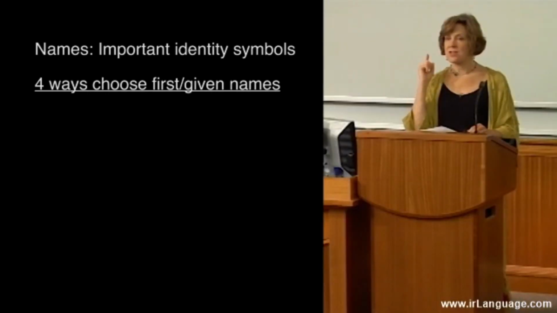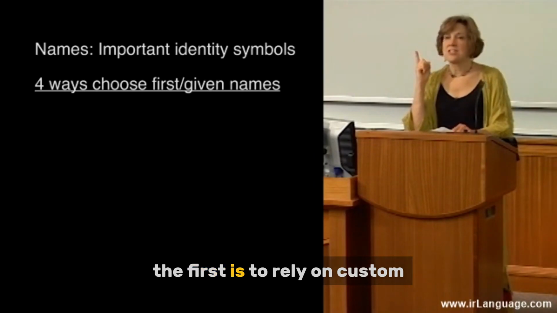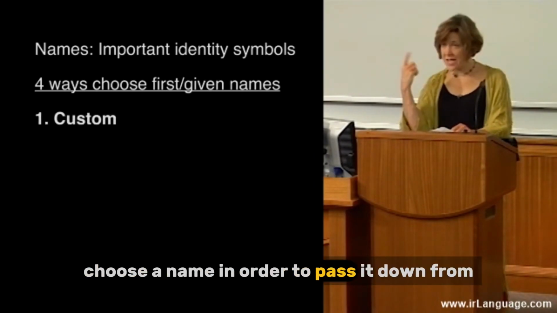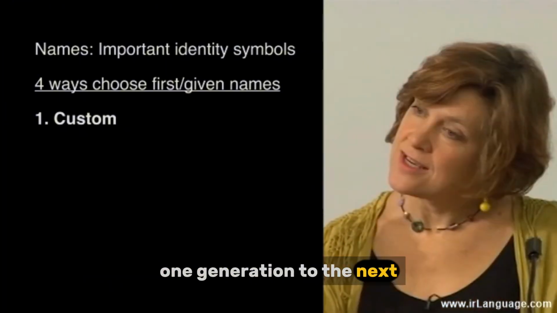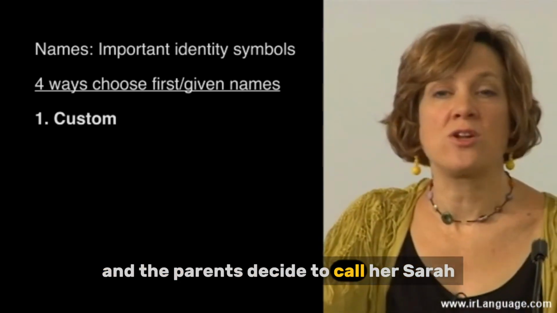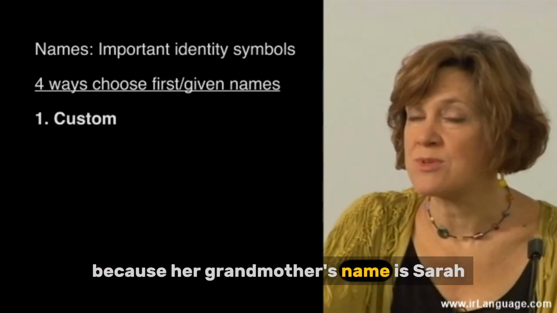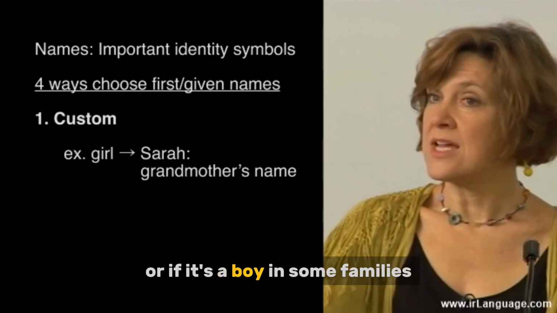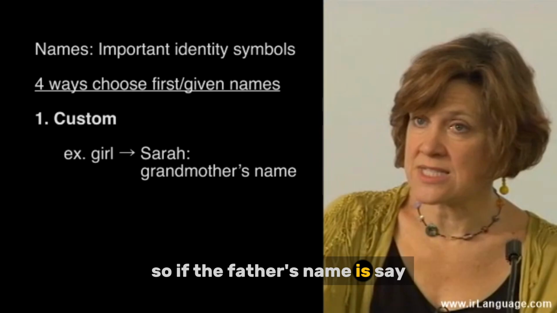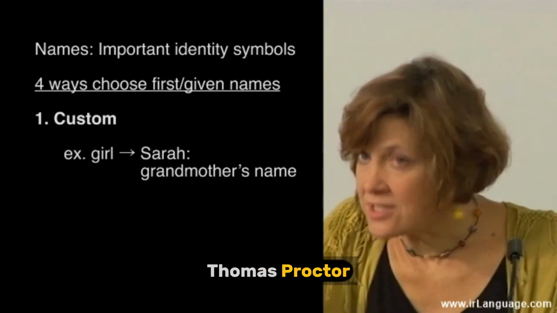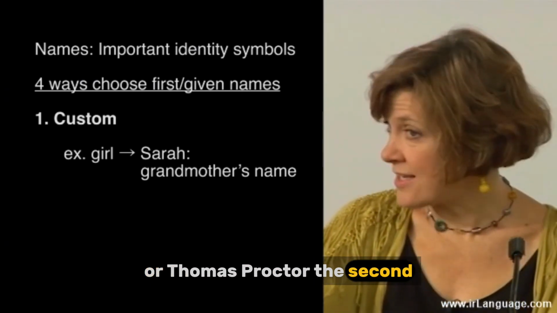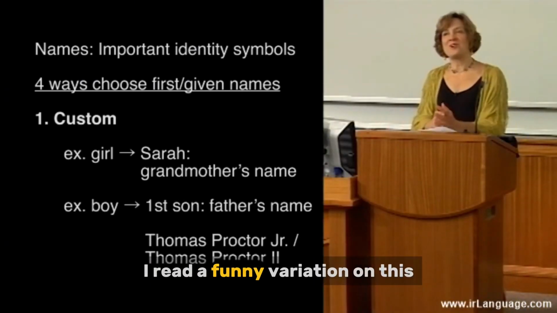Okay. The first is to rely on custom. Parents may choose a name in order to pass it down from one generation to the next. For example, a baby girl is born, and the parents decide to call her Sarah because her grandmother's name is Sarah. Or if it's a boy, in some families the first son is named after the father. So if the father's name is, say, Thomas Proctor, then the son will be Thomas Proctor Jr. or Thomas Proctor II.